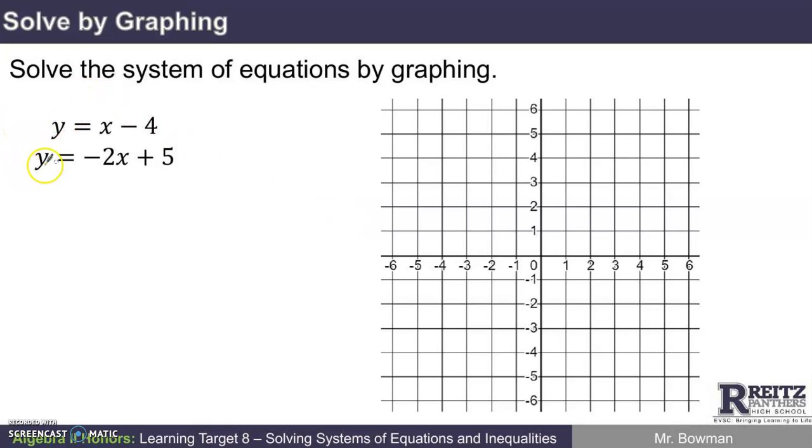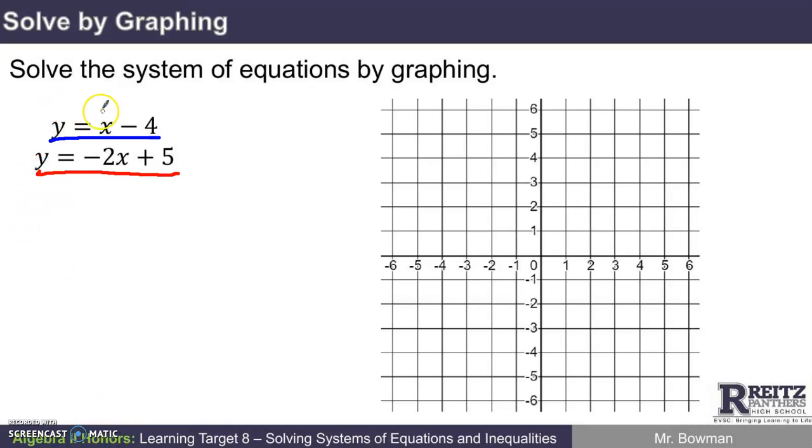It says solve this system by graphing. So I've got a system of equations here, two equations that both have x and y, and I'm going to try to solve that system by graphing the two equations. I'm going to do some color coding here. I'll do this one in blue, and I'll do this one in red, okay?